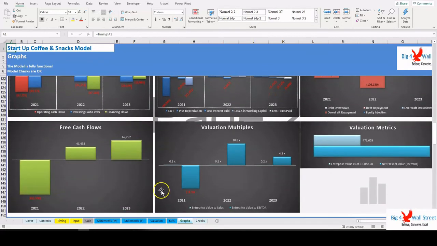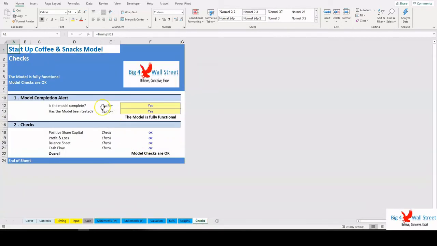Finally, the Checks tab, where the most critical checks are aggregated in this page. Whenever you see an error message in any page, you should consult this page to see where the error is coming from. And that's it.